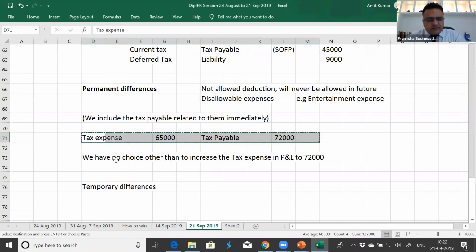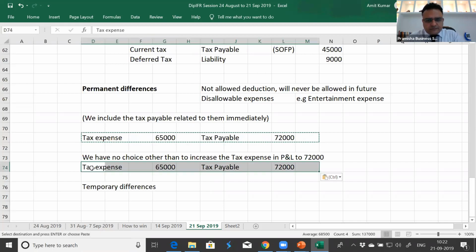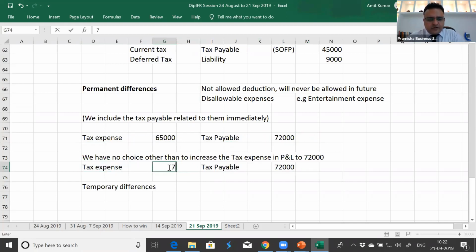So the resultant entry will be, we'll record a tax expense of 72,000 and we are liable to pay 72,000. So this gets settled immediately. There's no accounting treatment to be followed or to be looked at again in future. Is this clear? This is how we treat permanent differences. Is this clear till now?